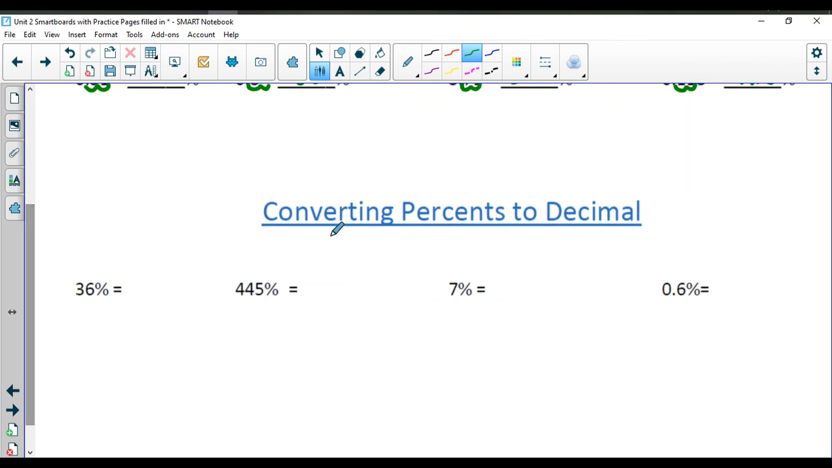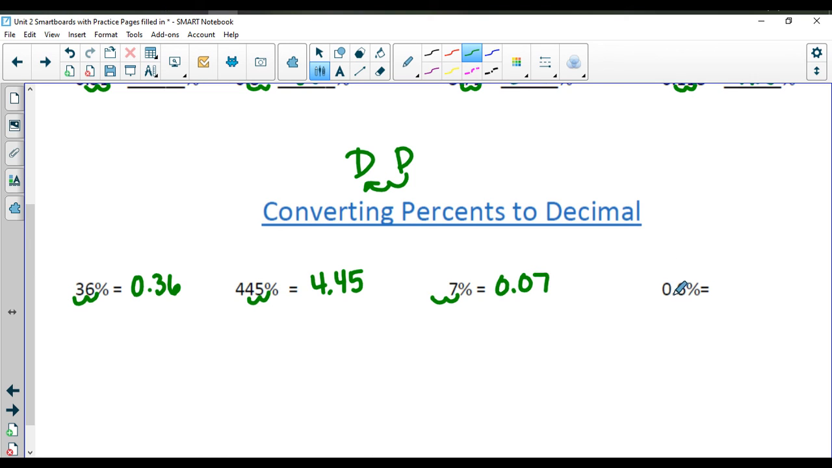The last part, percents to decimal. So remember to go backwards. You're moving back to the left 2 spots. Decimal point's at the end, so this is 0.36. Decimal point's at the end, 4.45. Decimal point's at the end, 0.07. And decimal point's right here, 0.006.